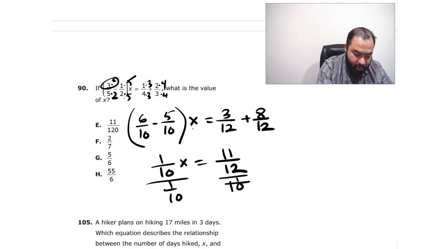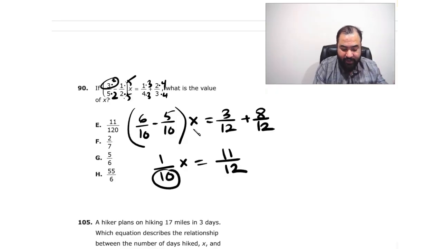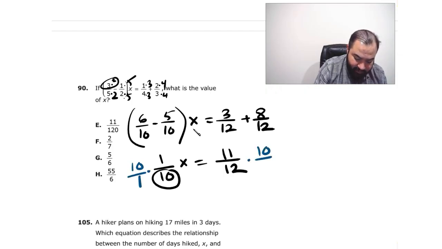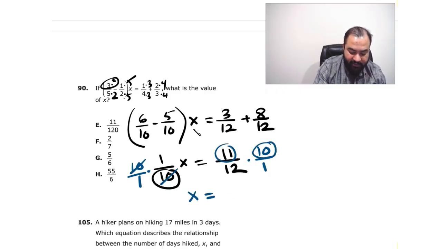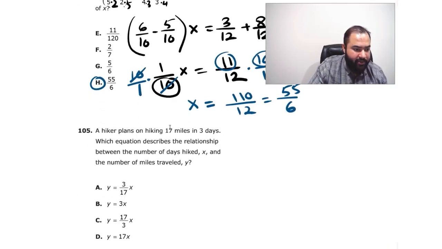Or what I prefer is, you see the denominator is 10. So what I can do is just multiply both sides by 10. You'll ask why. If I multiply by 10 over 1 on both sides, the 10 in the numerator will cancel the 10 in the denominator, so the only thing that remains is x. So 11 times 10 is 110 divided by 12. If I simplify it, dividing both by 2, I get 55 over 6. I'm assuming you know how to simplify the numerator with the denominator. I will explain it later in the video.